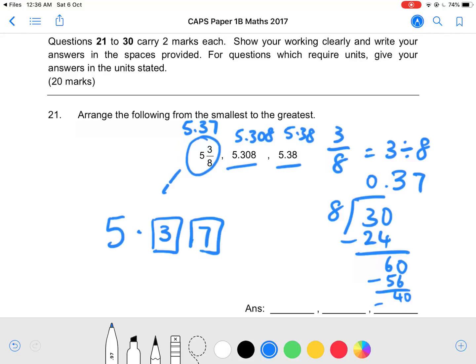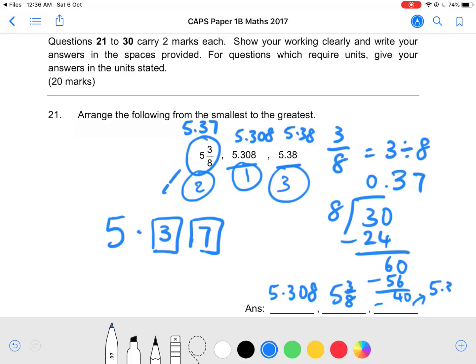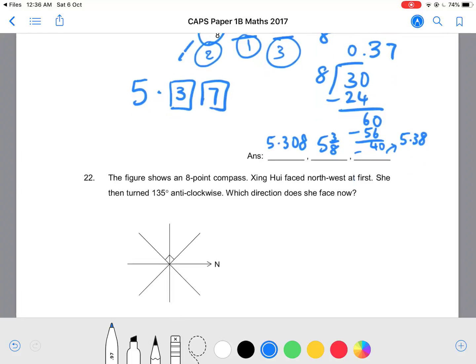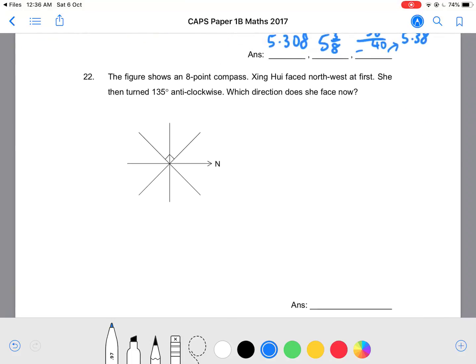Smallest would be the first one, followed by the second one here, followed by the third one. So the answer will be 5.308, 5 and 3 over 8, and 5.38. Alright, so conversion, most of you are quite weak in, so please try that. Next, south. This I don't go through.